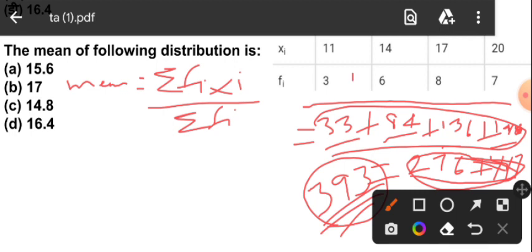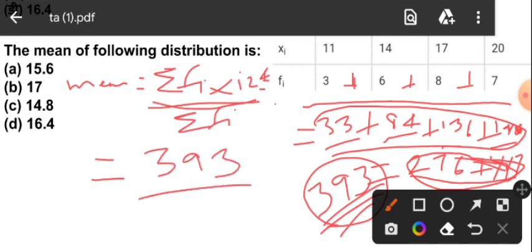So here we need fi: 3 plus 6 is 9, 9 plus 8 is 17, 17 plus 7 is 24, right? So sigma fi is equal to 24. So we will write here the value of sigma fi xi is 393, and the value of sigma fi is 24. So we will write 24 in the denominator.